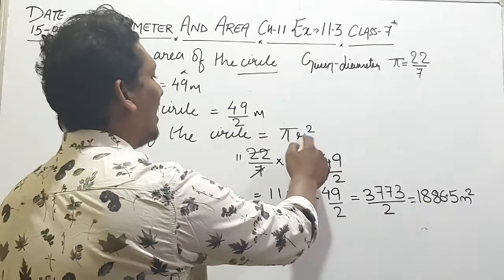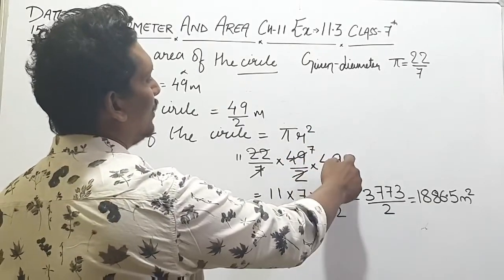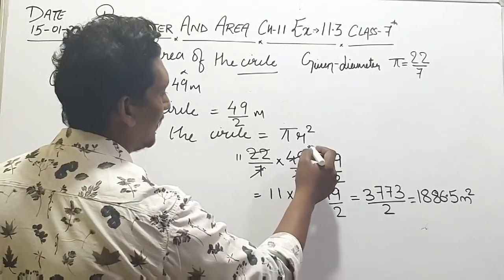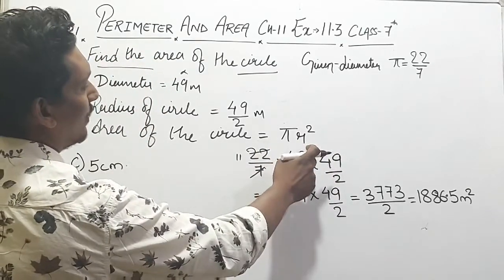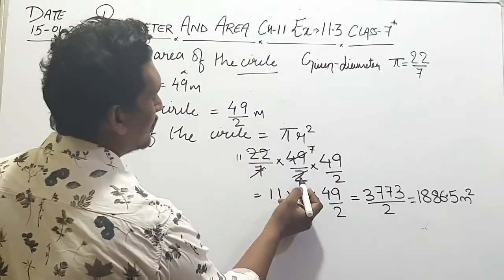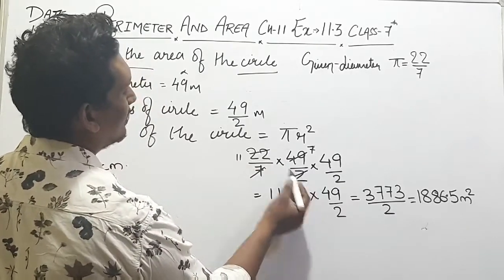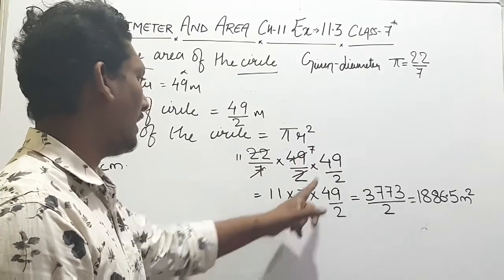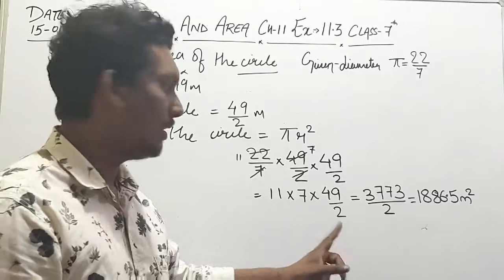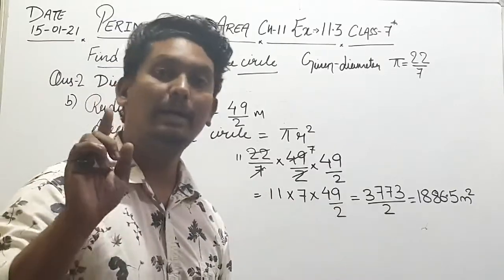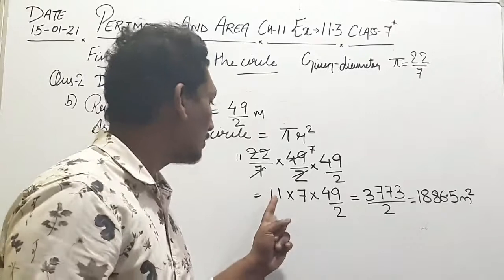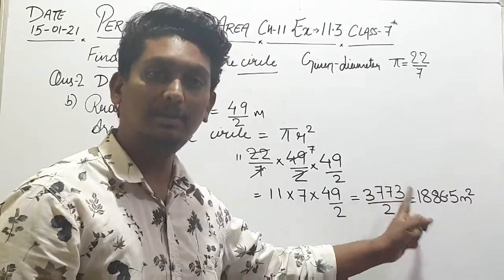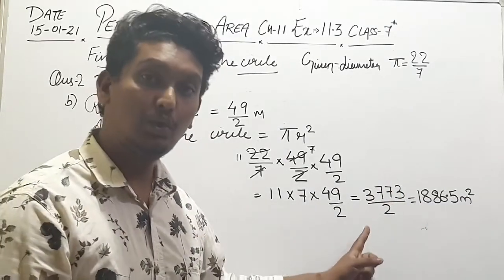So according to the formula, r square, that is 49 by 2 into 49 by 2. So this 7 and this 49, when you cut it, you will get 7 7s are 49, 7 1s are 7 here. This 2 and this 22, you can cut it, you will get 2 1s are 2, 2 11s are 22. So we are left with 11, 7 and 49 by 2. Multiply this. No need to find LCM here. It's a multiplication, so just multiply 11 into 7 into 49. You will get 3773 by 2.